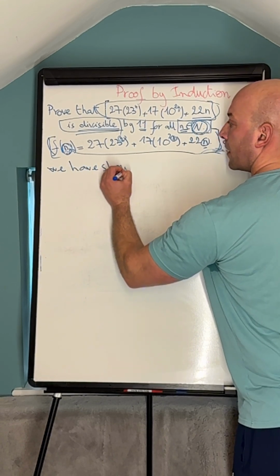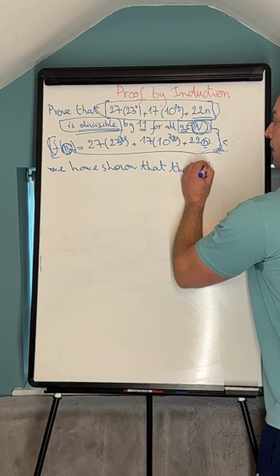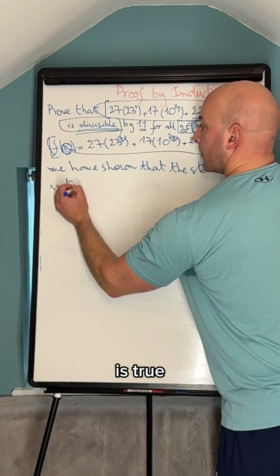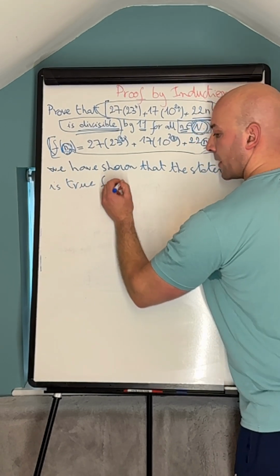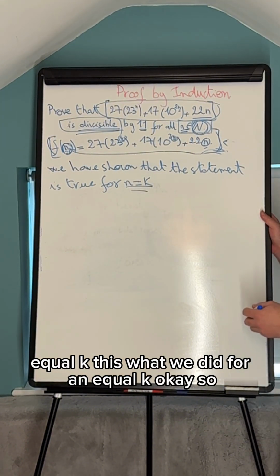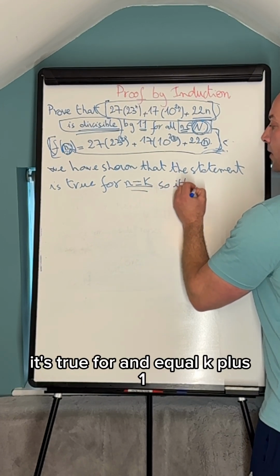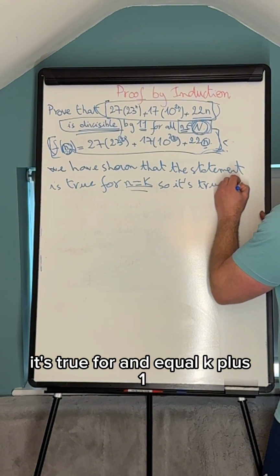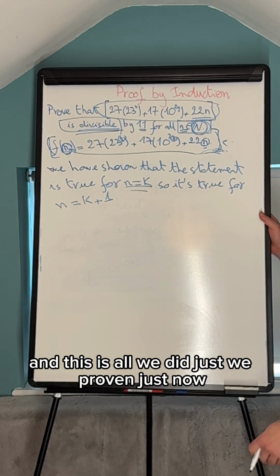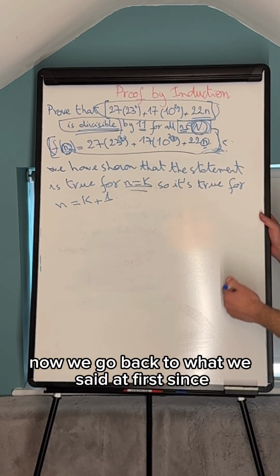We have shown that the statement is true for n equals k. This is what we did for n equals k. So it's true for n equals k plus 1, and this is all we did. We proved that just now. Now we go back to what we said at first.